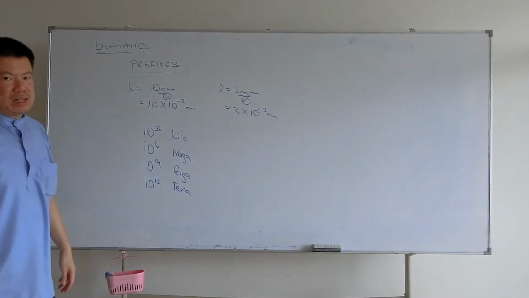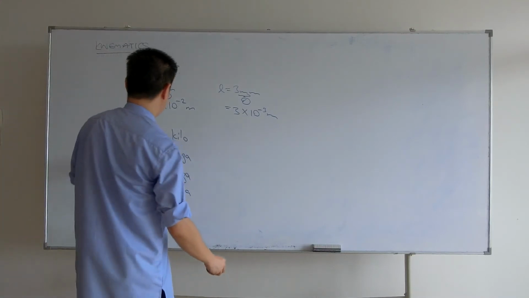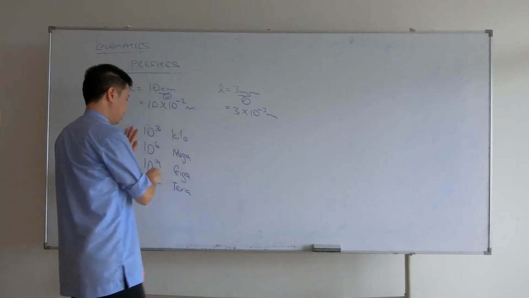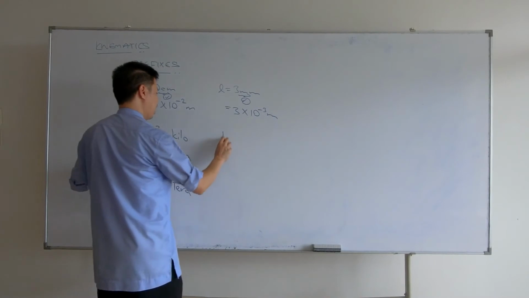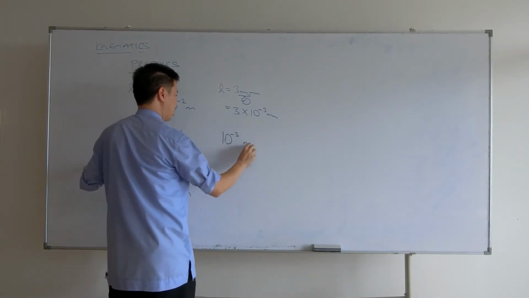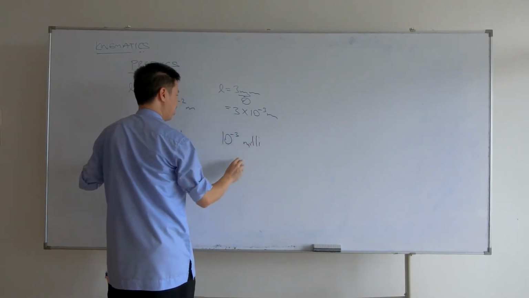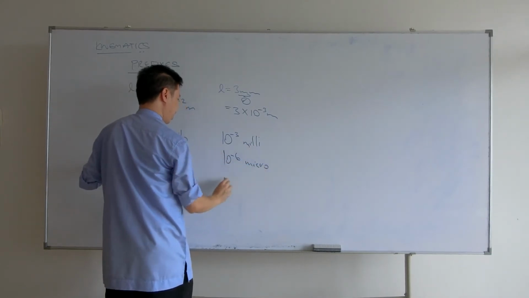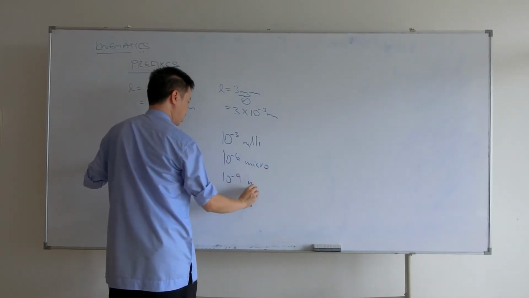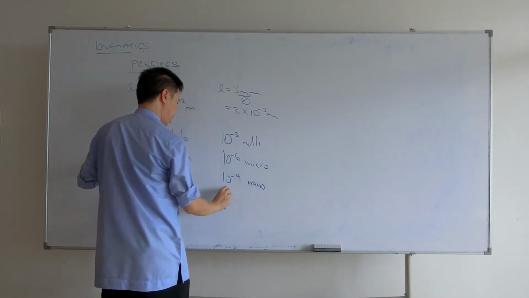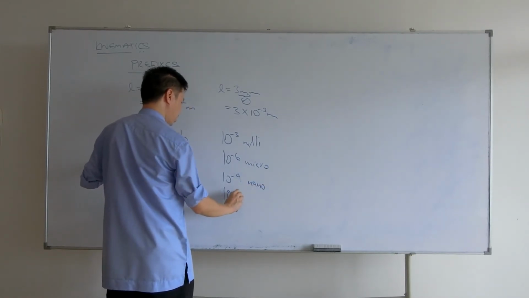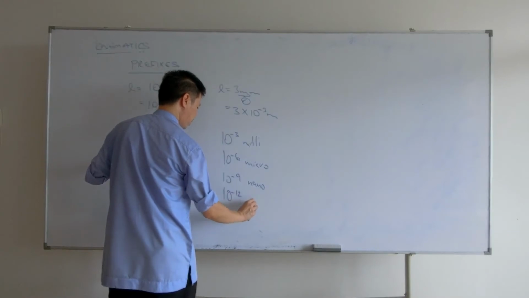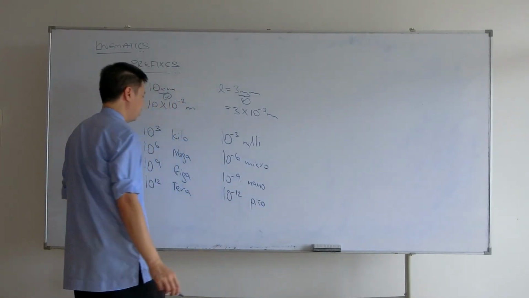When it comes to the other side, which is quite easy to remember, 3, 6, 9, 12, here the same thing, 10 to the minus 3, milli, 10 to the minus 6, micro, 10 to the minus 9, nano, and 10 to the minus 12, pico. Okay?